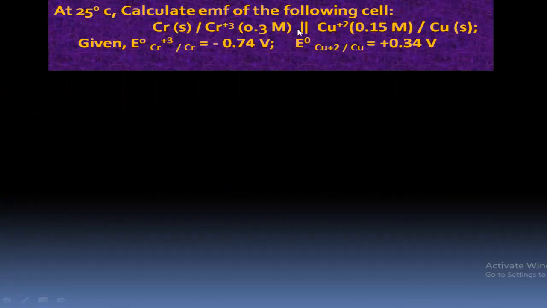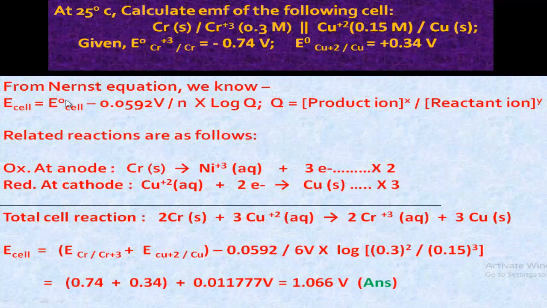Also another cell diagram is given, so we can easily do this math this way. Follow this: chromium per chromium ion is the anode, the oxidation potential, anode half cell, and copper ion per copper is the cathode half cell. So here one different thing is that we have to balance the number of electrons by multiplying equations 1 and 2 by 3 and 2 respectively.